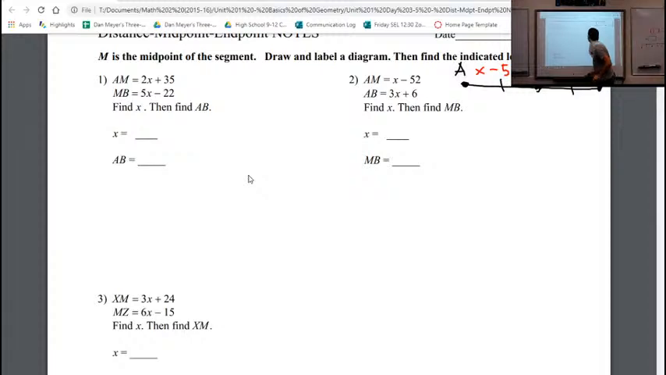And this time, we have A to B as 3x plus 6. So this doesn't go over here in this piece like it did on the last problem. This time, A to B is the entire length, 3x plus 6. That's the entire length from A to B.